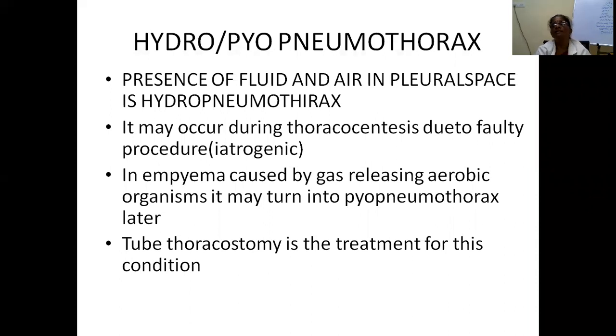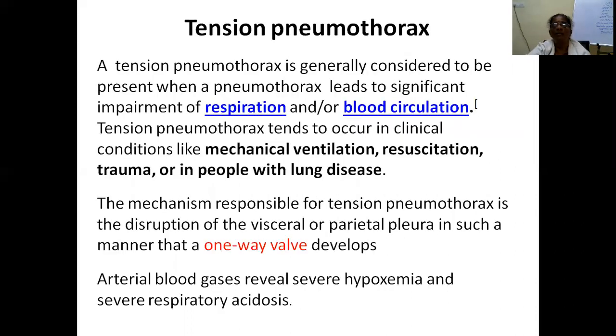Sometimes air is also present, as when there is air entry into an empyema cavity. Sometimes when the empyema is caused by gas-releasing anaerobic organisms, it may produce air by itself. So pneumothorax can occur in those cases. Tube thoracostomy is the treatment of choice in all these cases.